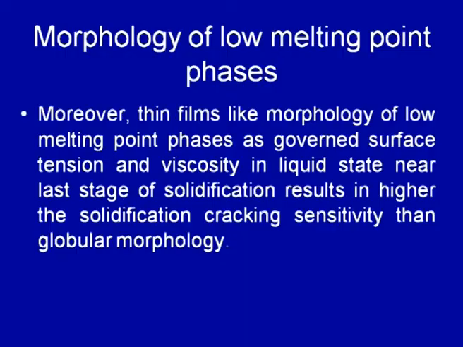And the thin film like morphology of the low melting point phases is formed when the surface tension and viscosity of the liquid metal last to solidify is very low, and this results in a higher solidification cracking tendency as compared to the case when the low melting point phases are formed in the form of globular morphology.